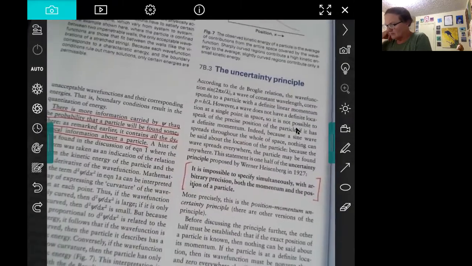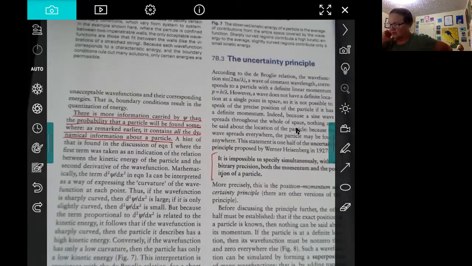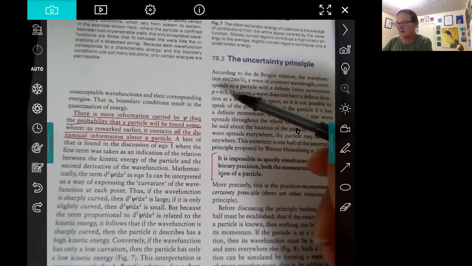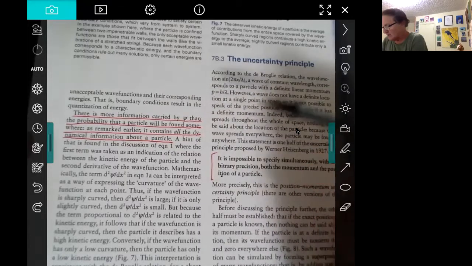So there's more information in the wave function than just the probability of where a particle is. We'll see later that you can figure out things like momentum, angular momentum, all sorts of things can be extracted by using operators. So we'll learn more about the math of how you extract other information from the wave function.